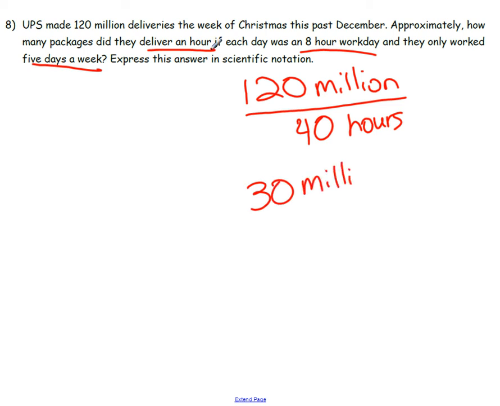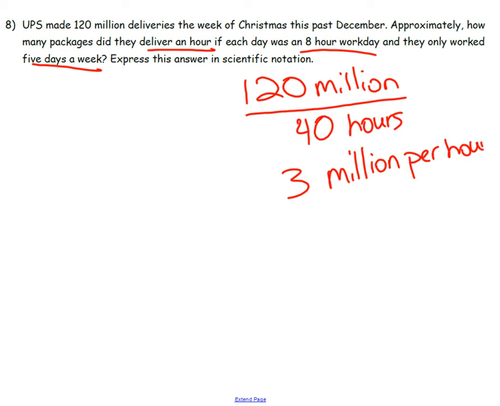30 million. No, it's not 30. Yeah, it is. It's not. 120 divided by 40 is 3. Oh, 3, not 30. Okay, super, and I wrote it. So it's 3 million per hour, but how does it want us to write that answer? So we need to put in our zeros here: 3, comma, 0, 0, 0, comma, 0, 0, 0.